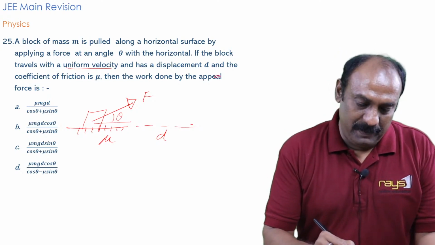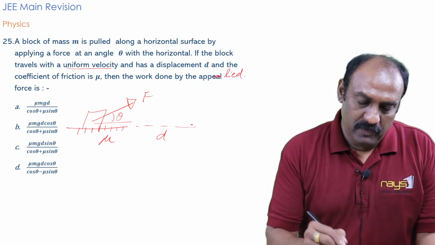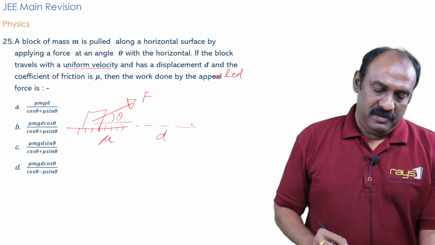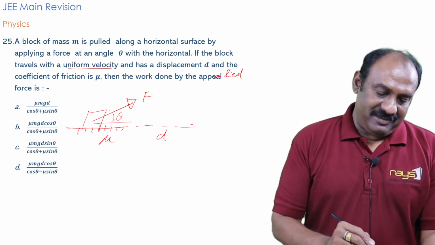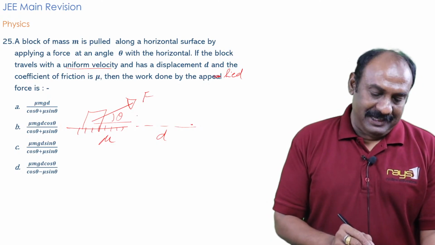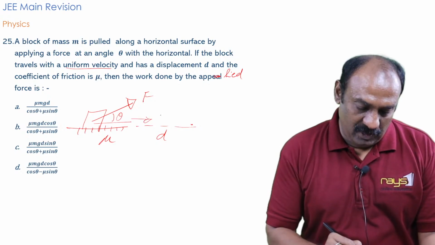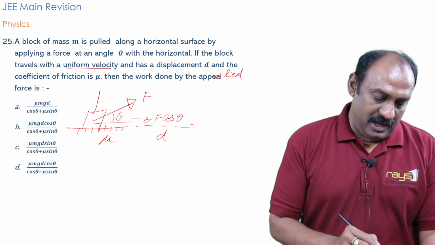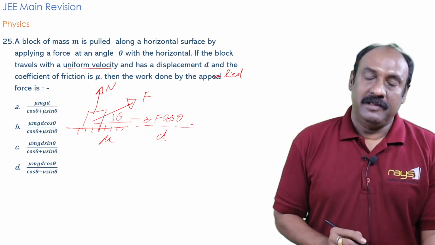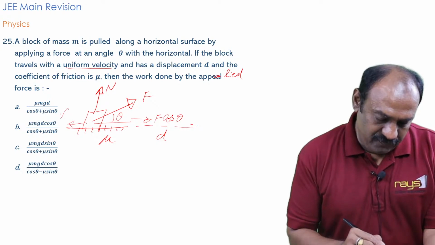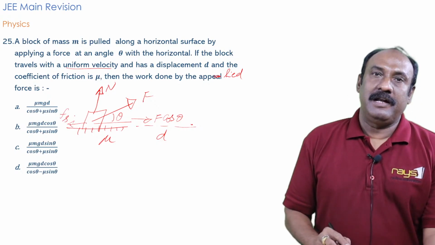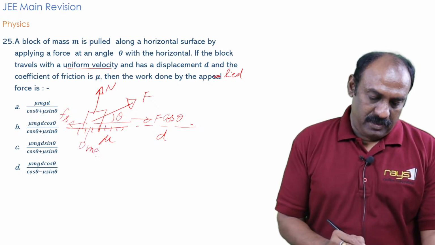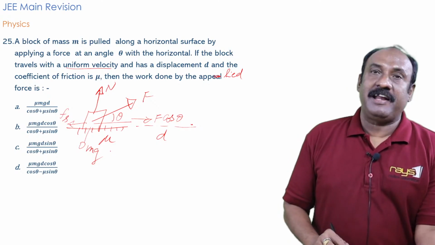Work done by the applied force. First you have to calculate the force here. So what is the force here? The force acts on the block at an angle theta with the horizontal. So the component of the force along this direction is F cos theta, and the normal reaction is N. The frictional force is Fs, the limiting friction, and the weight of the block is mg. So these are the forces acting on the body.